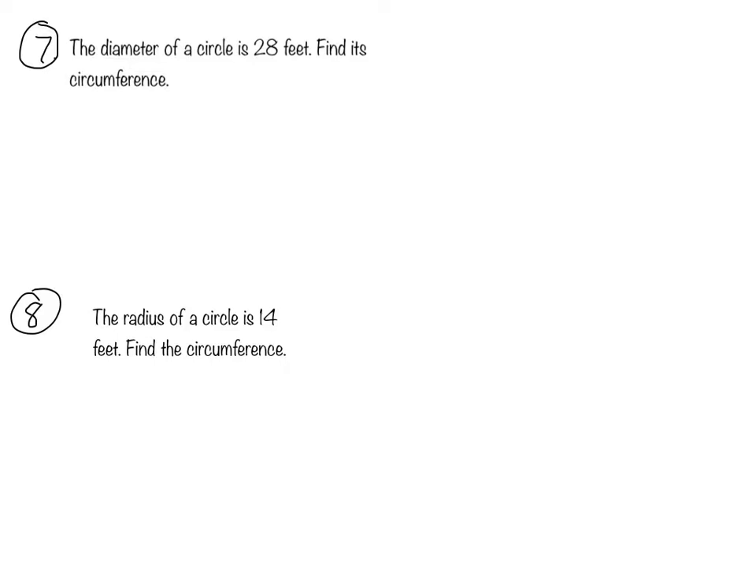All right, the diameter of a circle is 28 feet. We need to find its circumference. What formula do we know that has circumference and diameter in it? Well, C equals pi times diameter, right? And we're finding the circumference, so that's good. We already have the one variable by itself that we need to be by itself. So now I'm just going to take pi times 28.